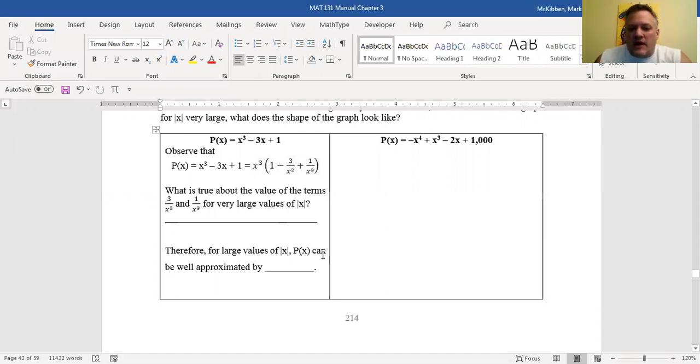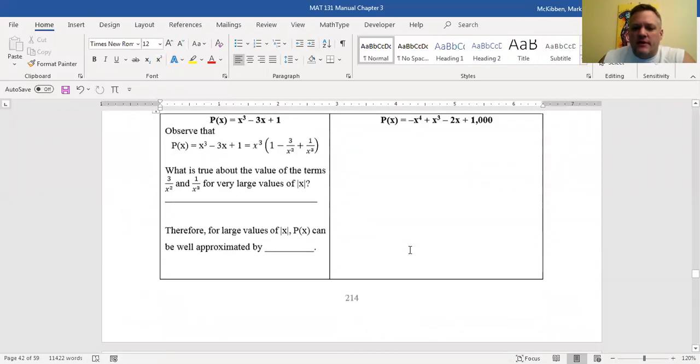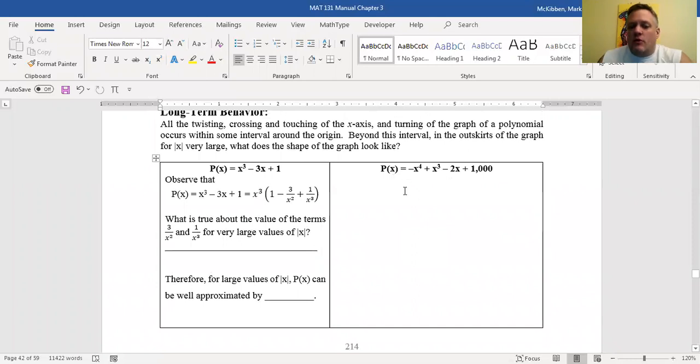So what you're saying is that for x large in either direction, that's why I'm using the absolute value of x, it can be very negative or very positive, doesn't matter. These fractions are very, very close to 0, and so the graph of p of x behaves basically like its leading term, its x cubed term. I've left you some blanks here, so you can try this on your own. If you are so inclined, yank a negative x to the fourth out, and go through this process to see that you'll get the same thing, right?